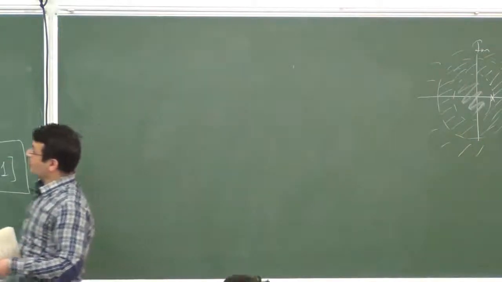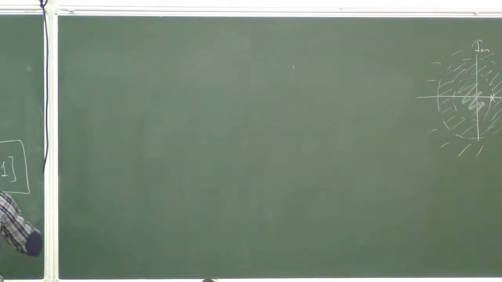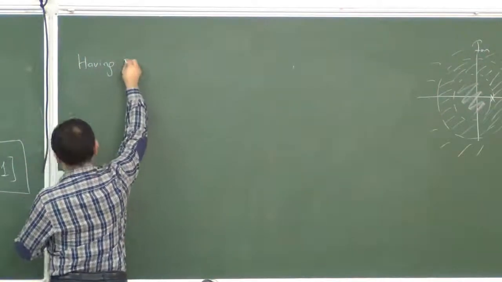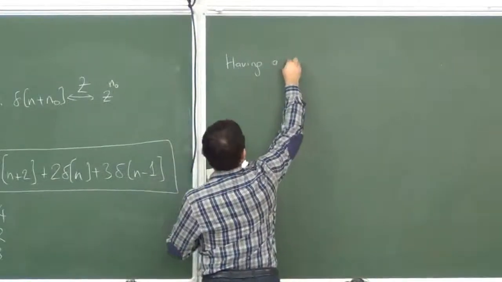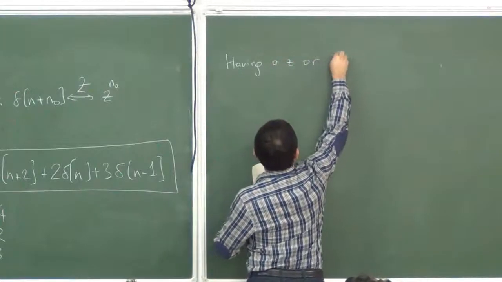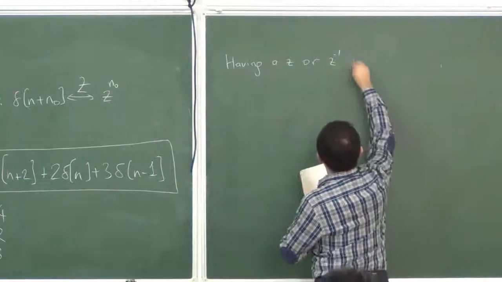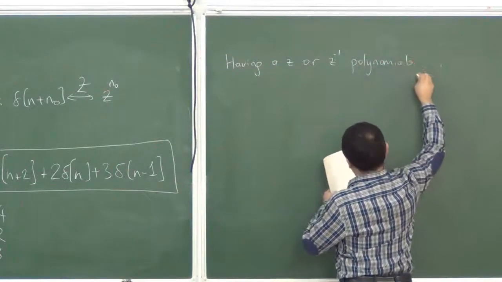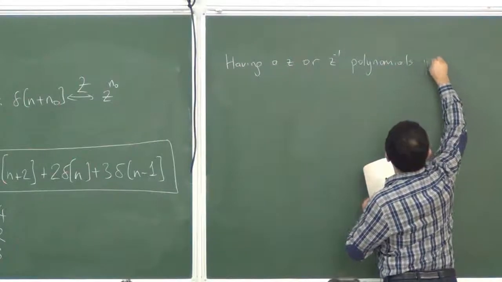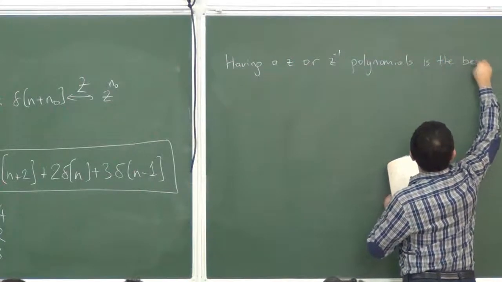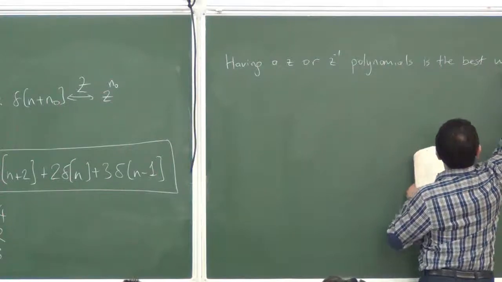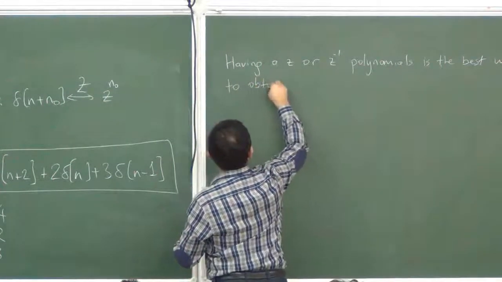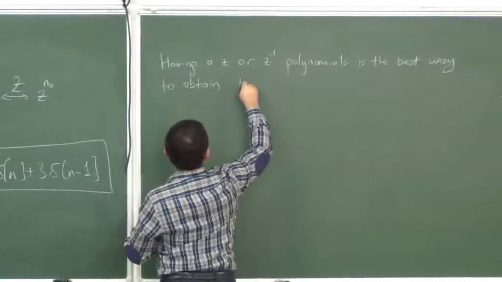So as you see, having z or z minus 1 polynomials is the best way to obtain the inverse z transform.